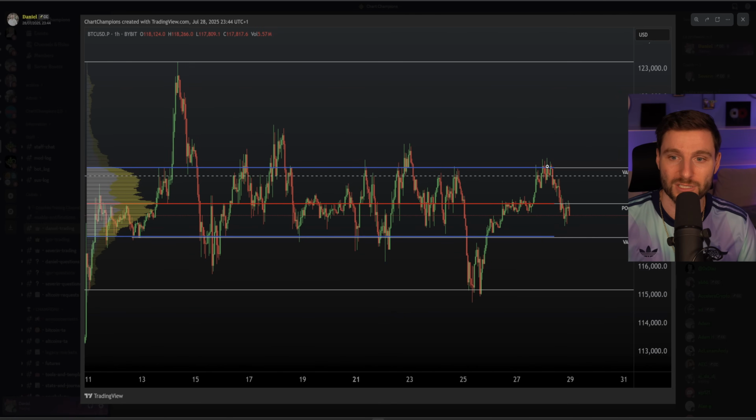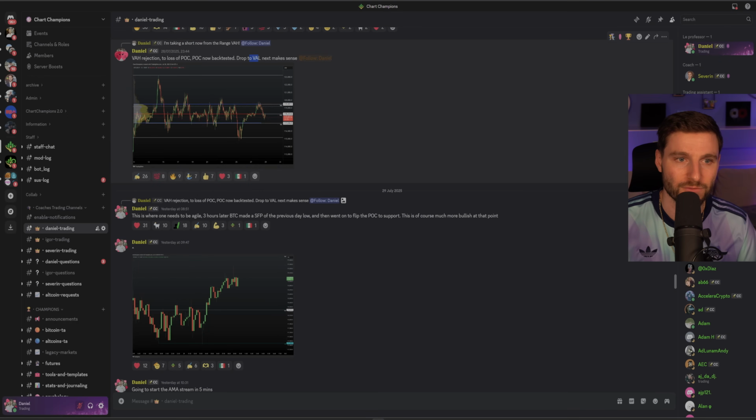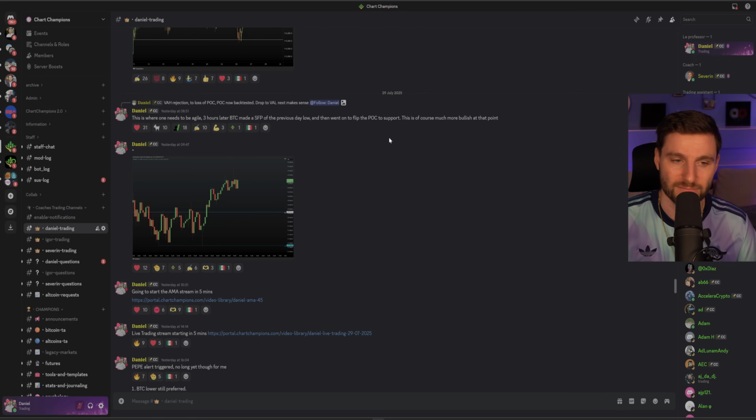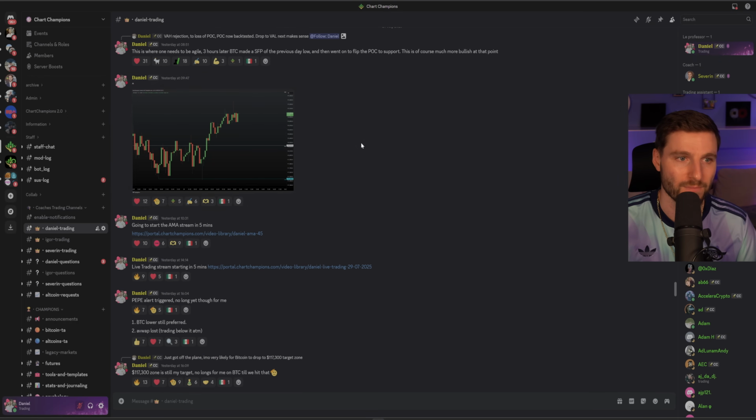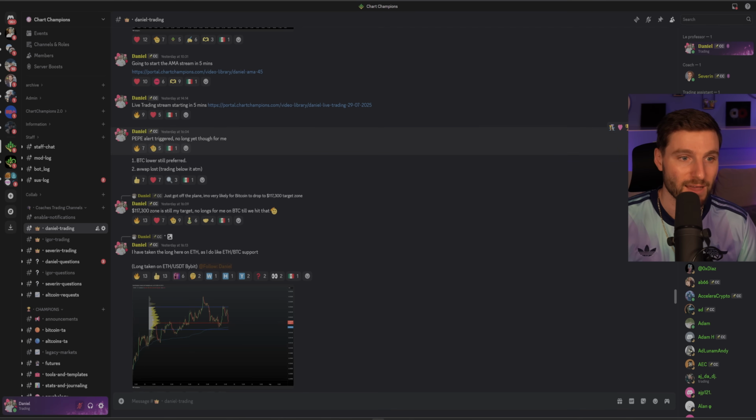We then in the end lost from the value area high, lost the point of control. Just continuously looking for the drop to the value area low. There's nothing else to go off of here. Not taking any longs yet.